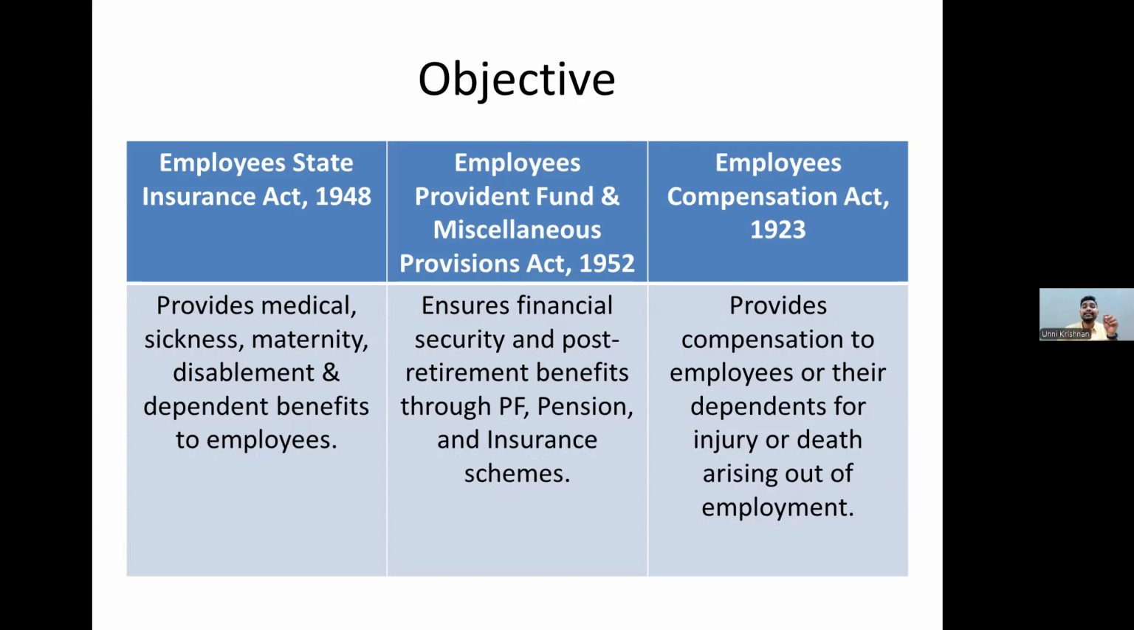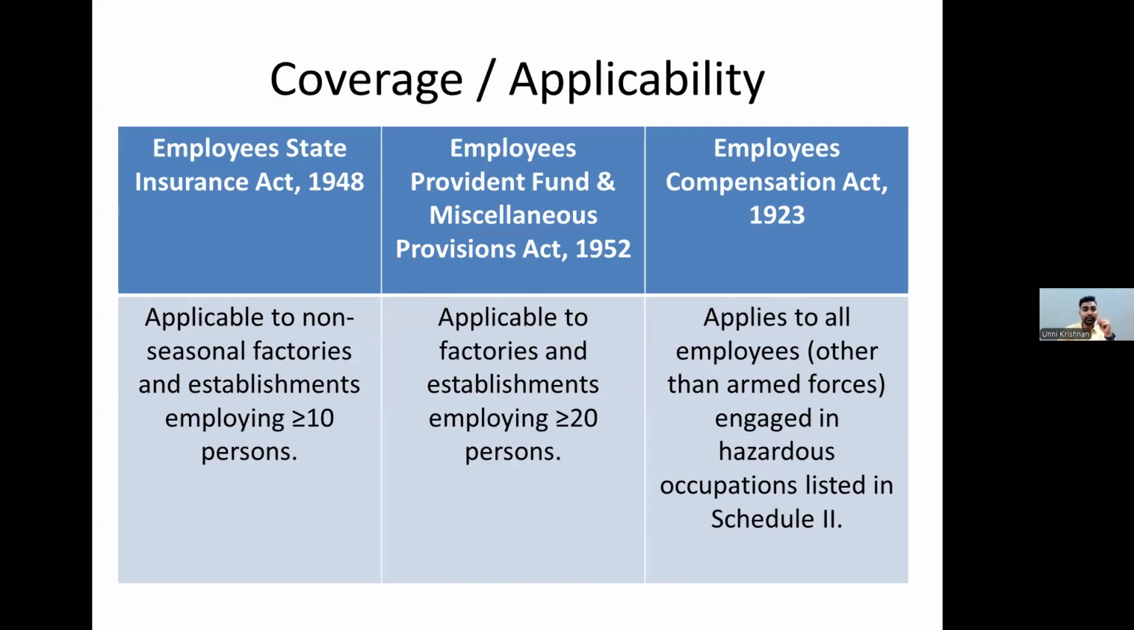So why these three acts? There is a small difference in the applicability and the scope of it. The ESI Act is applicable to non-seasonal factories, not seasonal factories. Non-seasonal means year-long. Non-seasonal factories and establishments employing more than 10 people. If it is less than 10 people, no ESI.